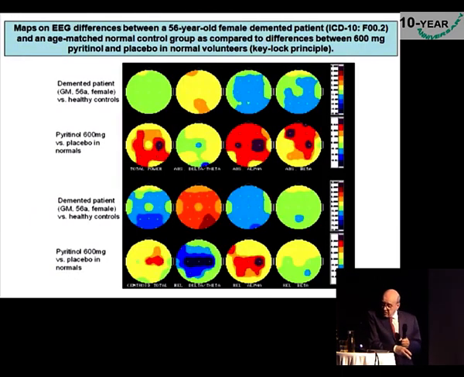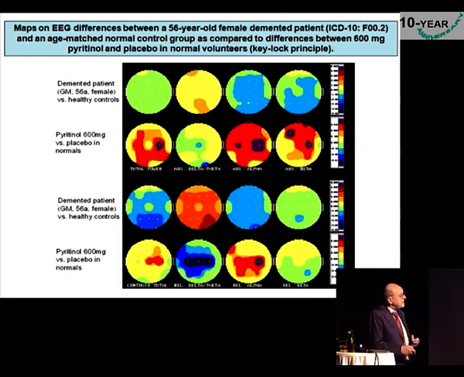All right, so it turns out that we can prove, based on one single patient, but also on a group of patients of the same etiological background, that there are significant changes. These are the maps of a demented patient as compared with normal controls, and below are the changes when we give a nootropic drug, for instance pyritinol 600 milligram, as compared with placebo. The color key always shows an increase or decrease of activity, either as compared with the control or as compared with placebo.